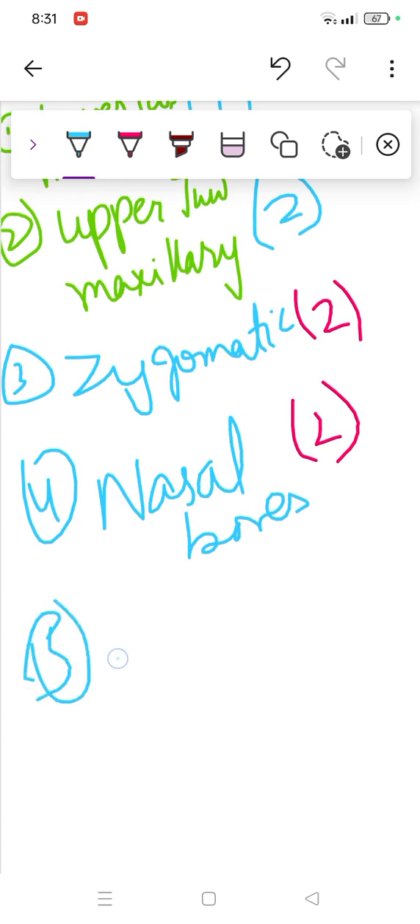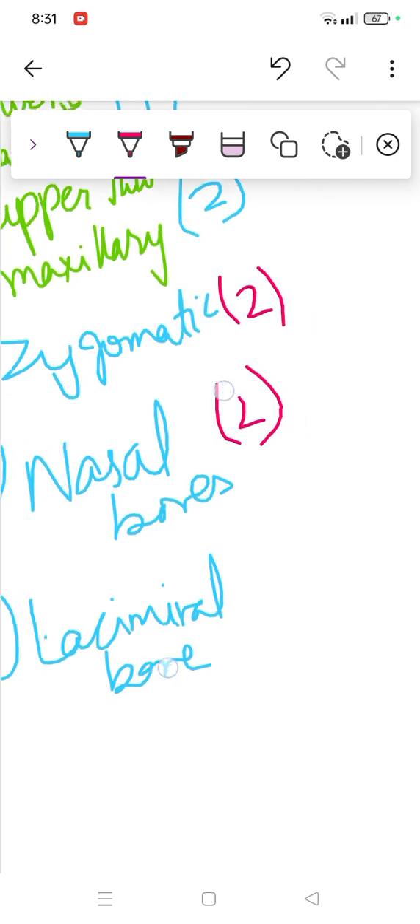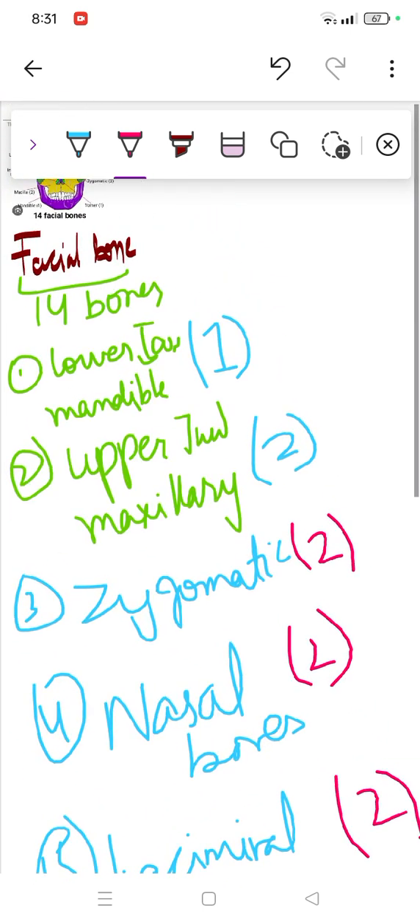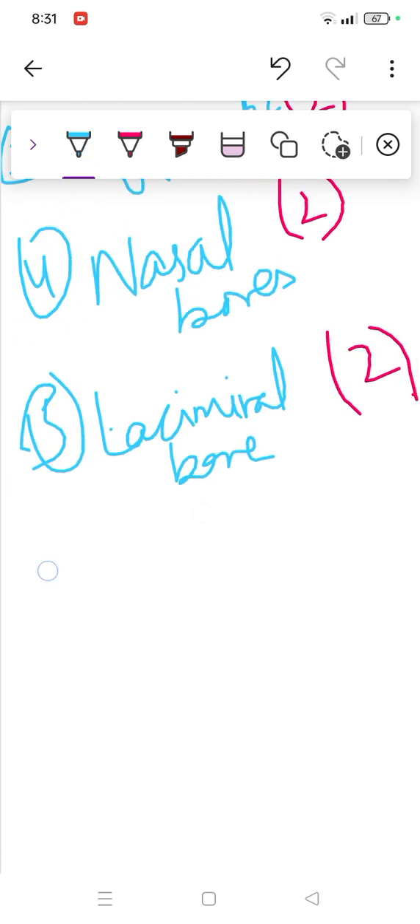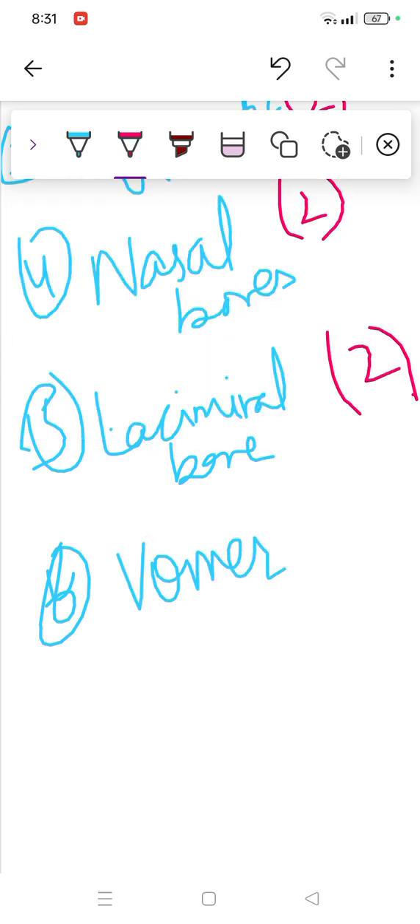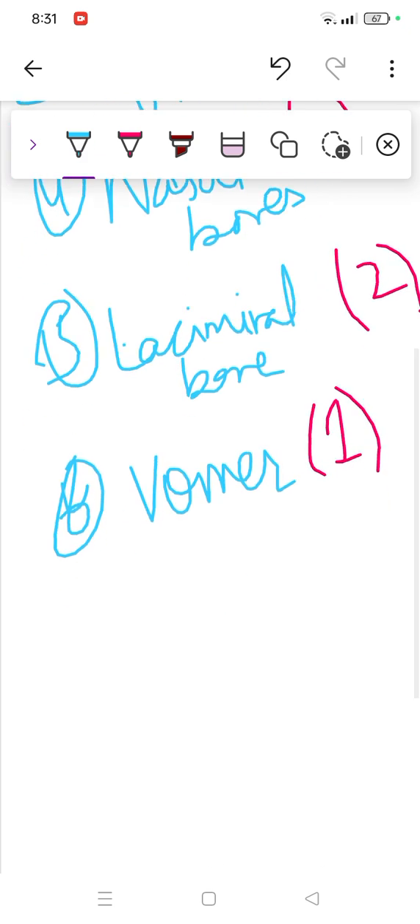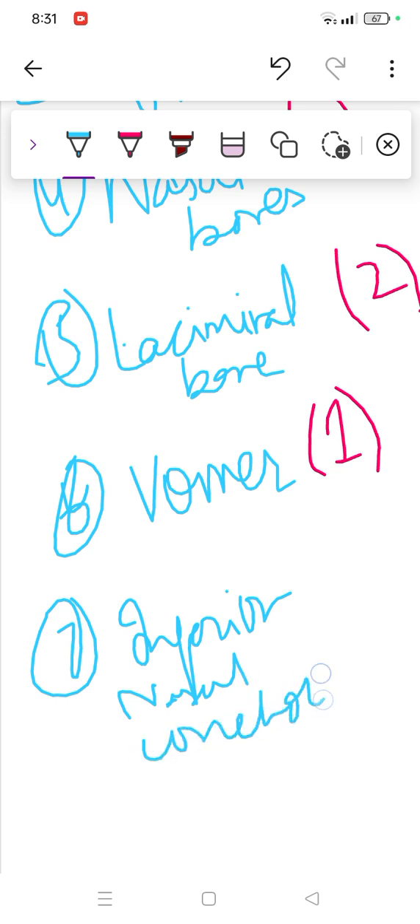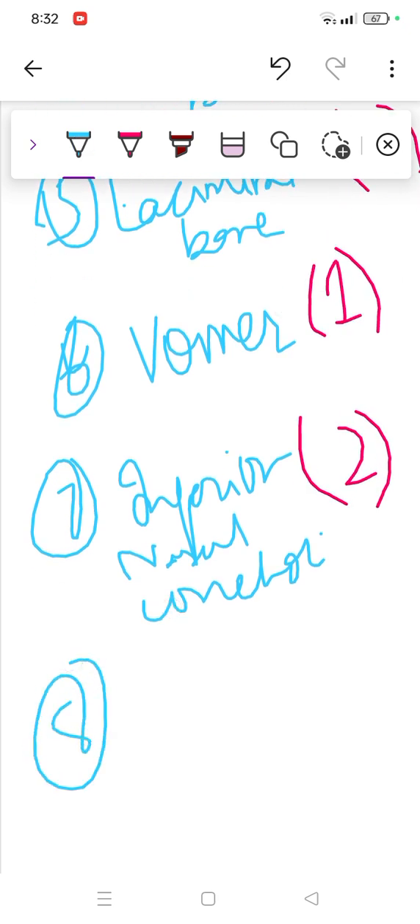Then the fifth one is the lacrimal bone. That's basically two. Then we have another one which is called the vomer bone. That's basically one in number. Then comes another one which is called the inferior nasal conchae, which are two in number. Then comes the eighth one, that's called the palatine bones.